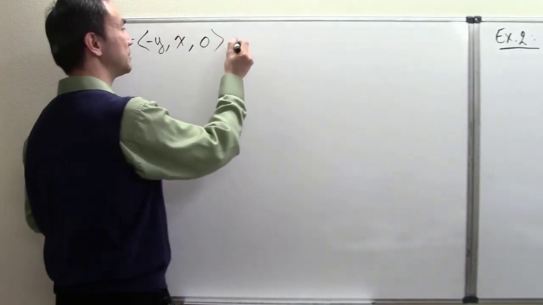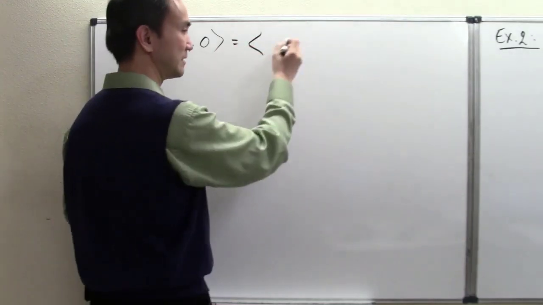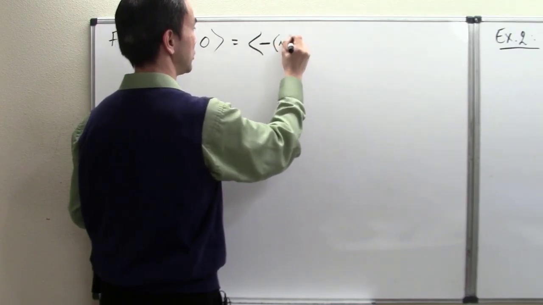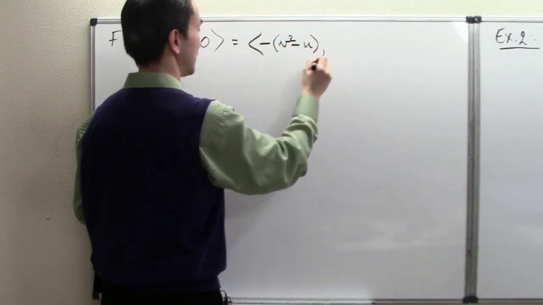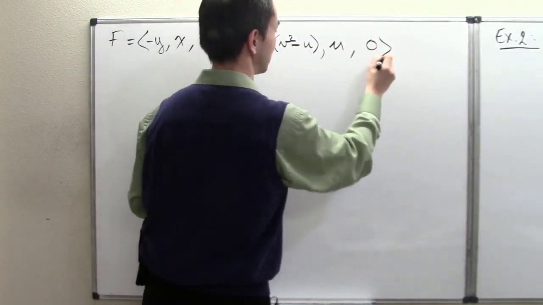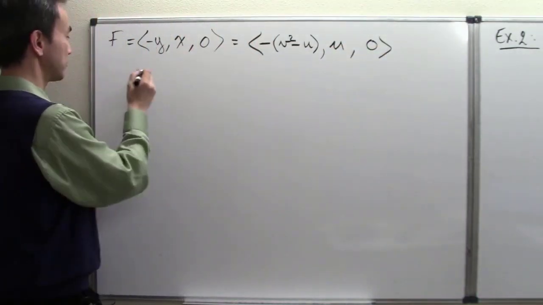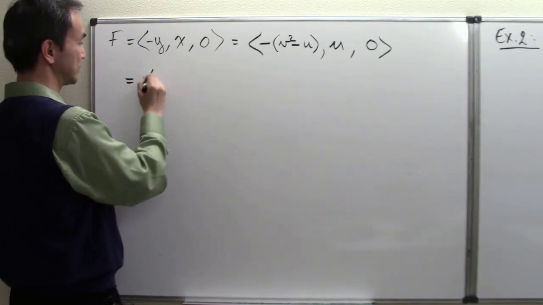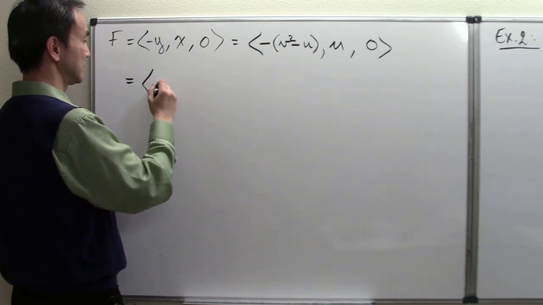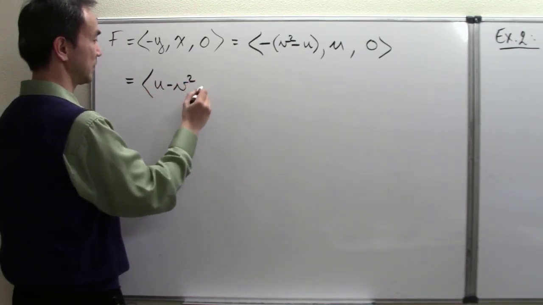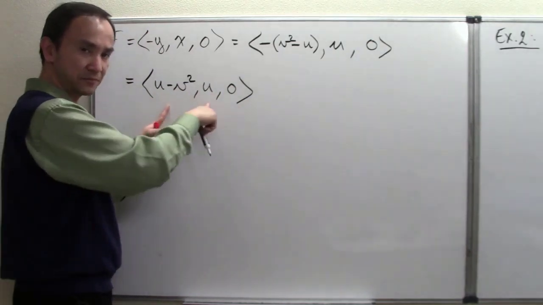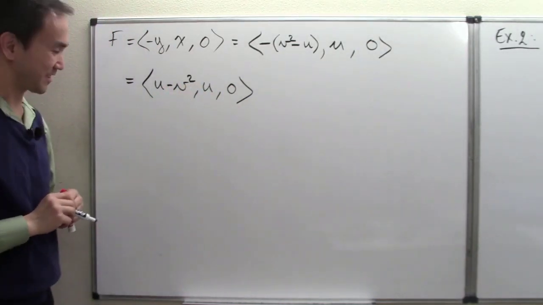And so in this way, the vector field will become minus v squared minus u, comma, u, comma, 0, which can be rewritten as the vector field in terms of two variables: u minus v squared, comma, u, comma, 0. So that's our vector field with r of u comma v substituted in.